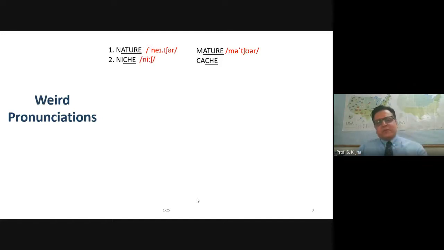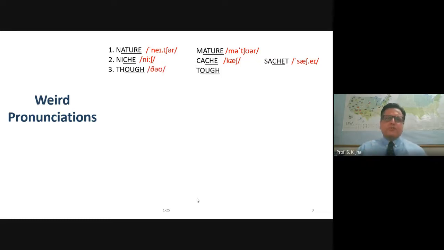I have also given you these pronunciations. If you check your Cambridge dictionary, you will find these pronunciations. Similarly, it is not kache, it is cash. Similarly, it is not sachet, it is sachet. Similarly, again, you will see weird pronunciations here. You see here in index number 3, you have OUGH.